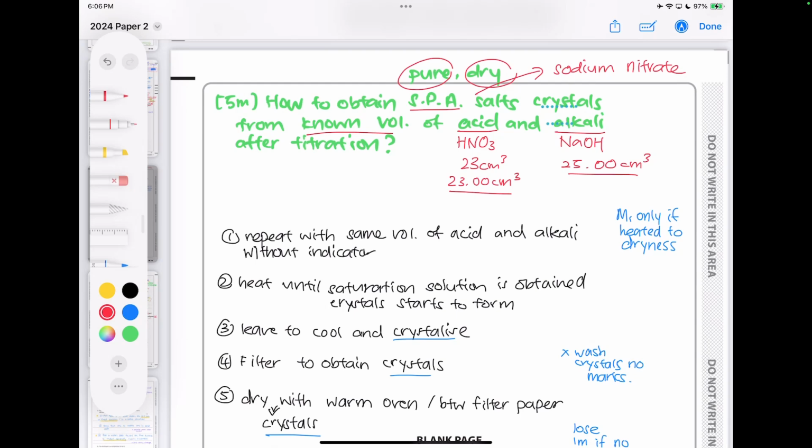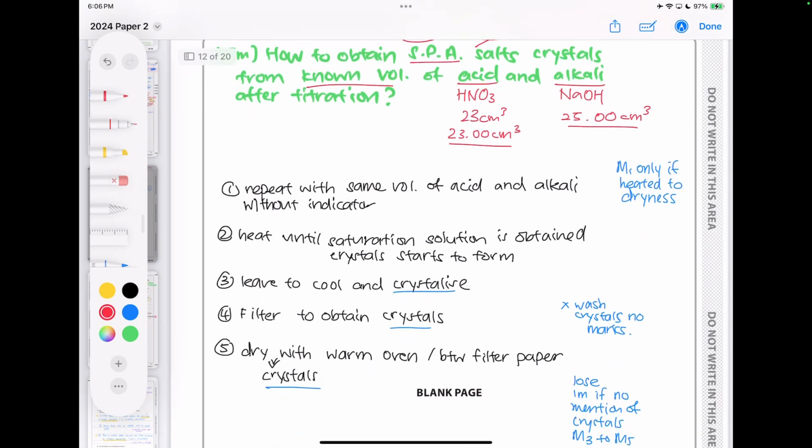5 marks here. What you want to do is repeat with the same volume of acid. If the acid is given and the alkali is given, be precise about it. This time, you want to make sure there is no indicator, because the indicator will make the salt impure. So you want to repeat without indicator with the same volume of the acid and alkali. That's your first mark. However, if you went straight in and said heat this solution to dryness, you will only get a maximum of 1 mark. You do not want to heat to dryness because you won't get hydrated salt. What you will get is anhydrous salt, so no marks thereafter.